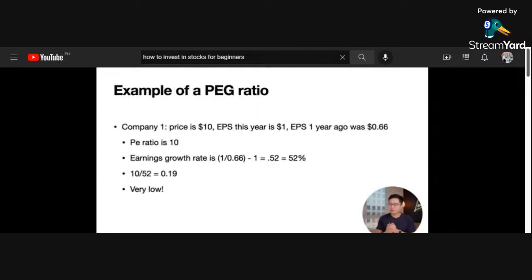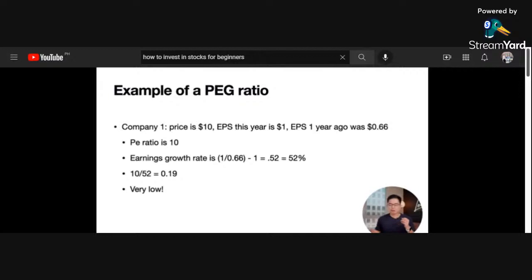So here's an example of a PEG ratio. Let's say you have company 1, the current price per share is $10, and the earnings per share this year is $1. However, the earnings per share 1 year ago was 66 cents. So with this, if you do the calculations for the PE ratio, it comes out at 10.